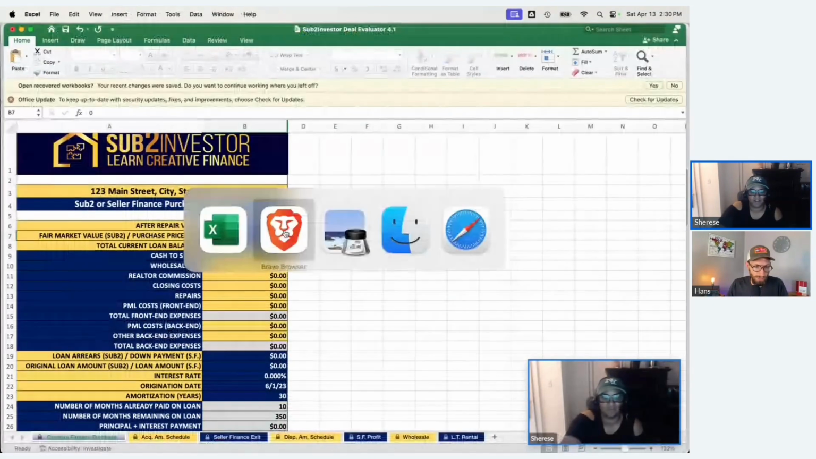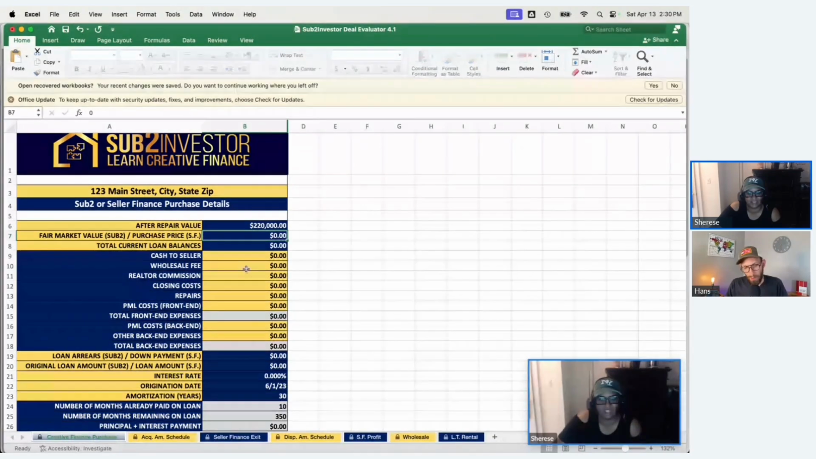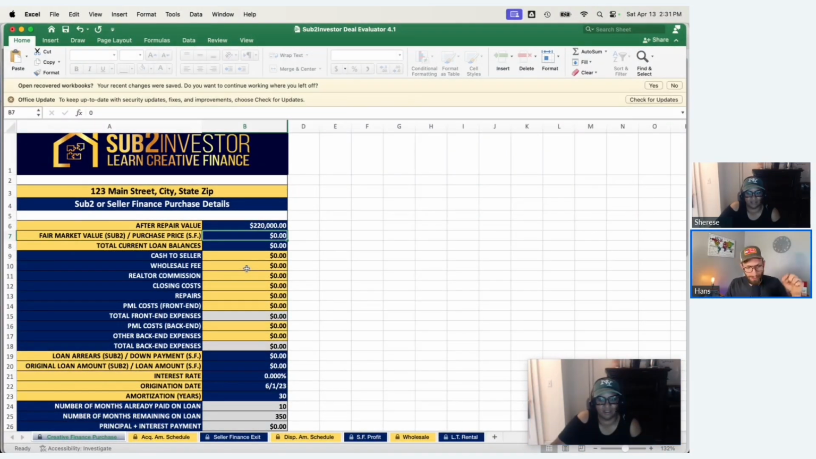Now this number right there, the fair market value, that one always confuses me. I don't know what it really means, what it's really asking me. It's really just asking, what is the house worth today? Just as is, without doing any of the repairs to get it up to the ARV. If it's seller financing, then you're just going to put the purchase price here. But if it's Sub2, you're going to put the fair market value in this field.